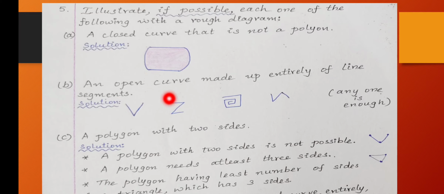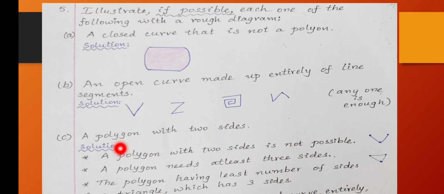So you can draw with your own imagination. Only one is enough. We have to draw an open curve, which means only one open curve is enough. See, this is an open curve. This is also an open curve. Here I have started with some point and I have ended up with some other point. This is also an open curve. So you can draw an open curve as you wish, but remember the beginning point and ending point should be different.